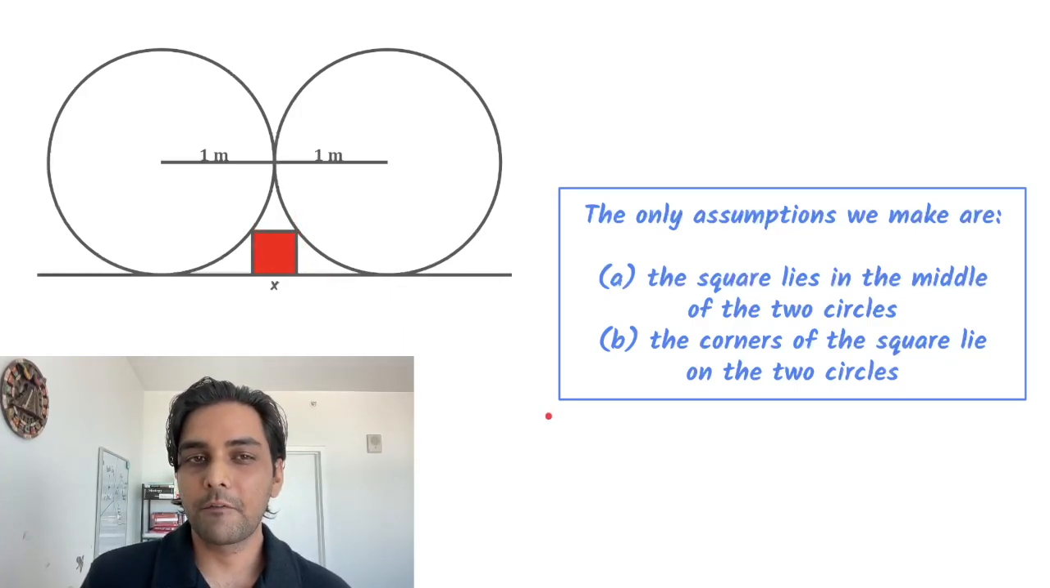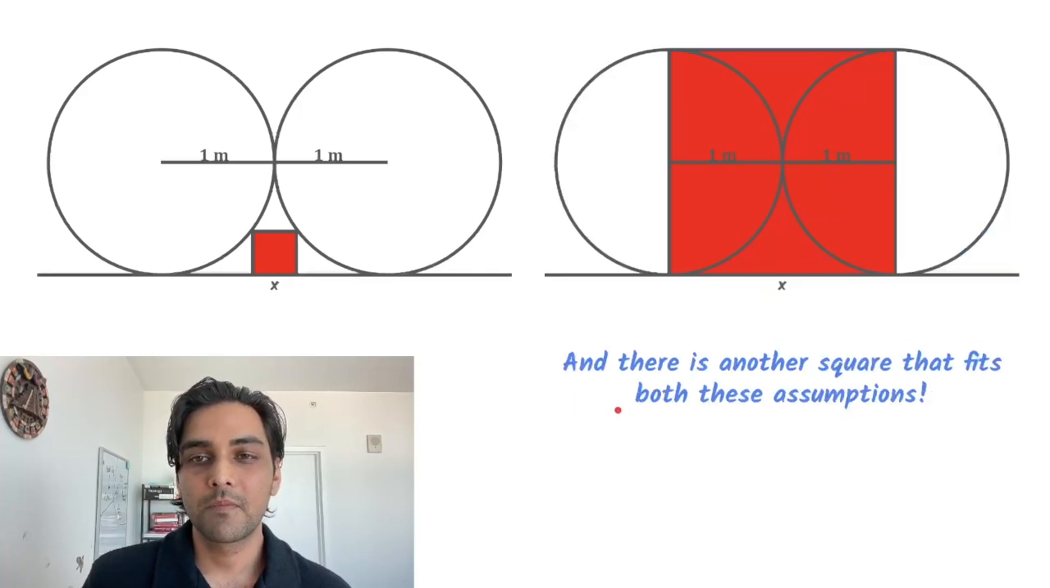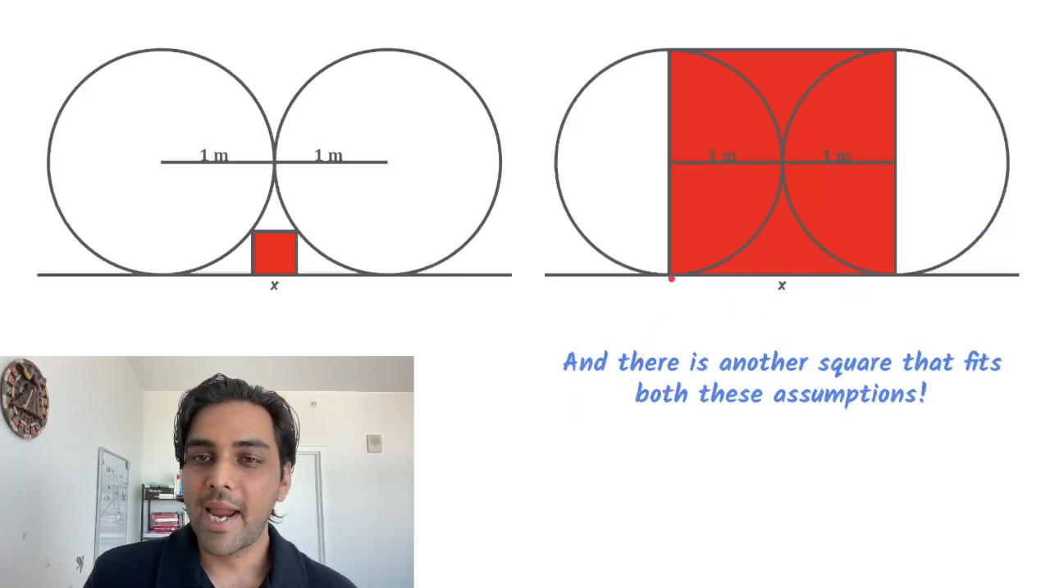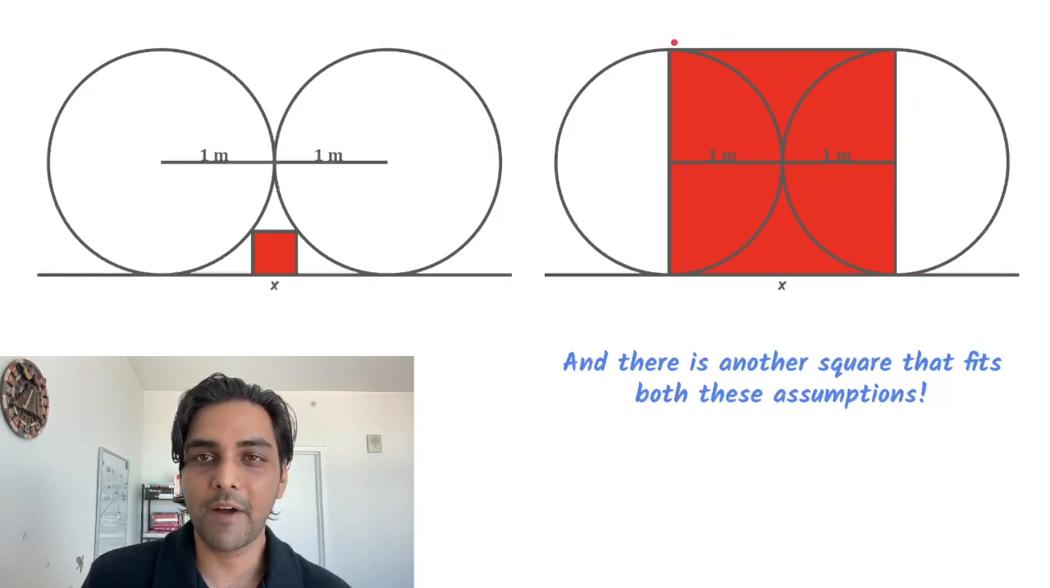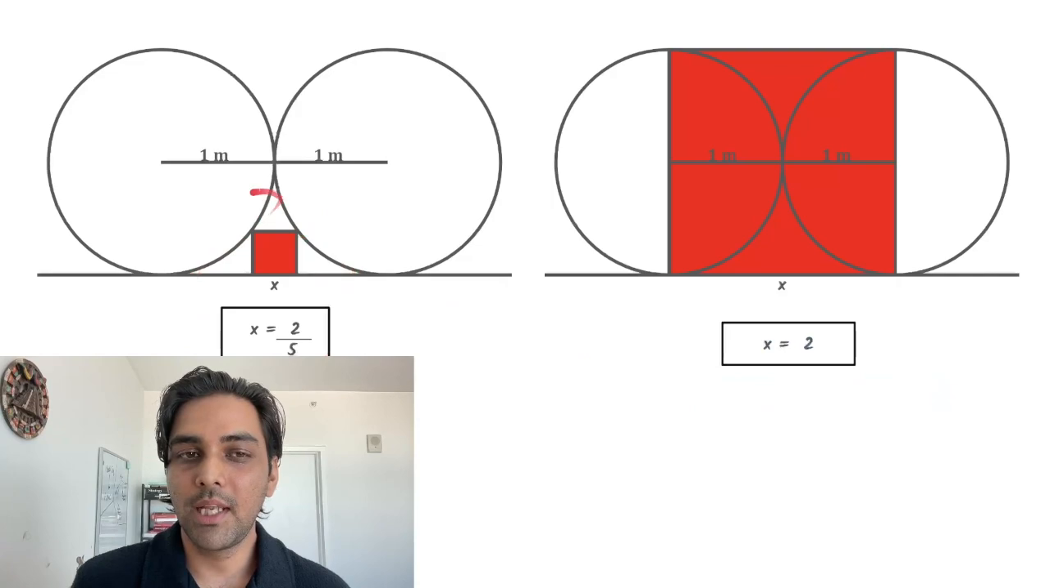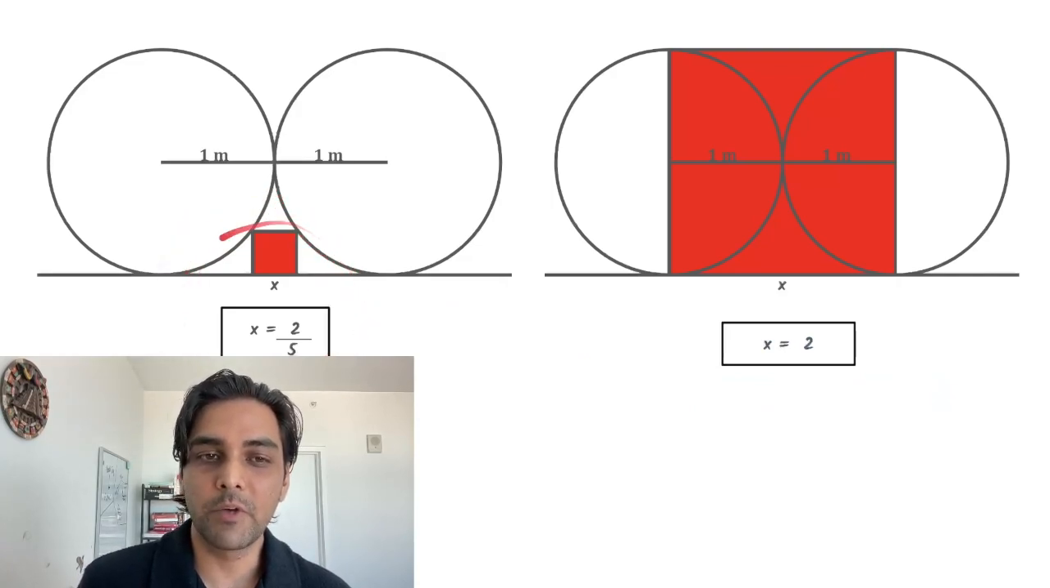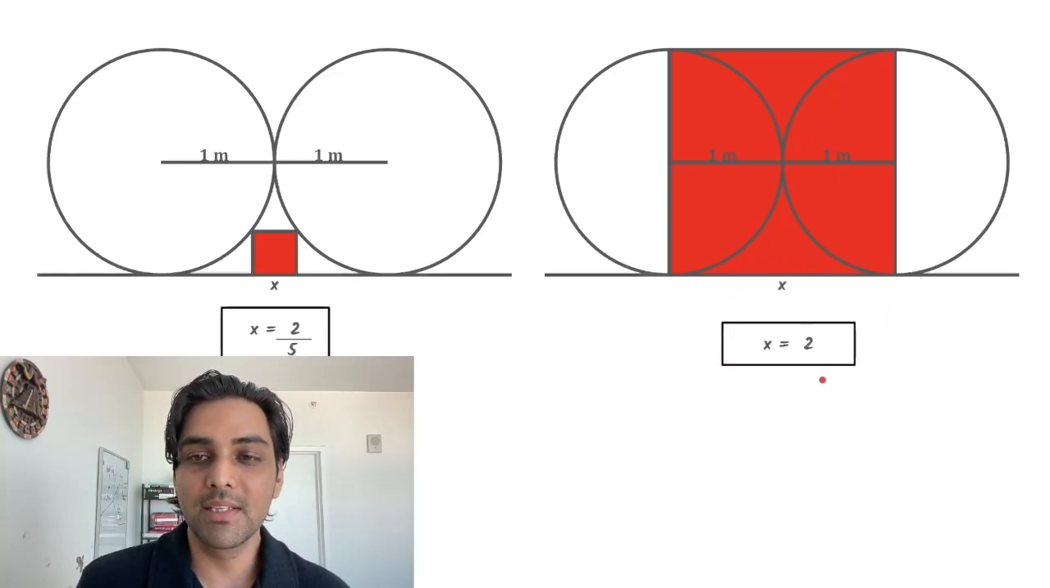And if you think carefully, there's another square that satisfies both these assumptions. And it's this square here. The side of this square is equal to 1 meter plus 1 meter, which is 2 meters, and the corners of the square are also on these two circles. So the equation does its job and finds us both of these squares. The left one corresponds to x equals 2 divided by 5, and the right one corresponds to x equals 2. And it's up to us to apply some common sense and reject this solution and accept this solution.